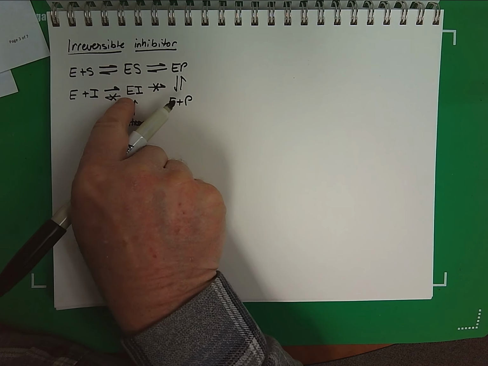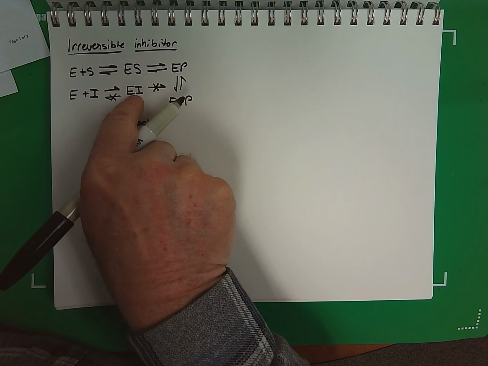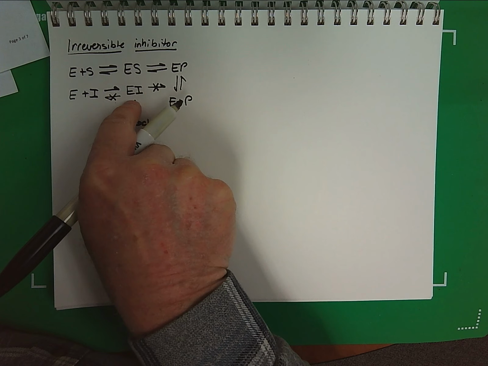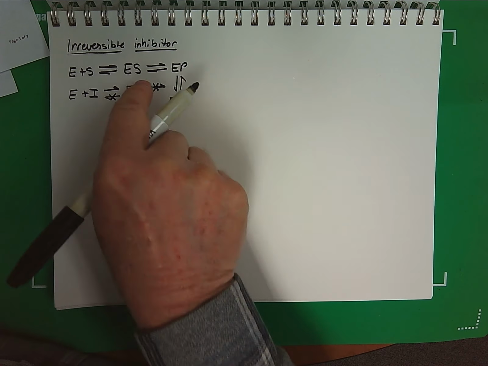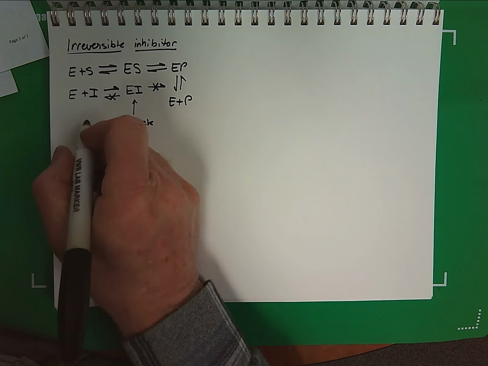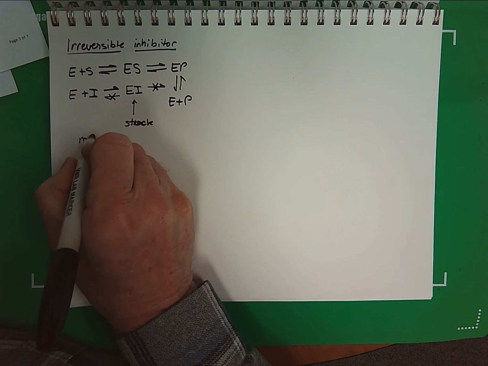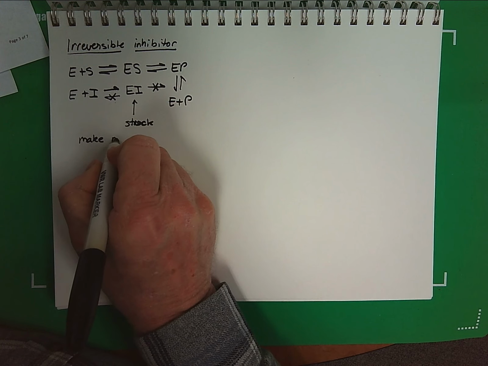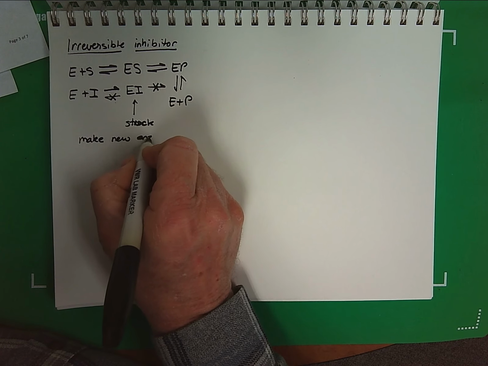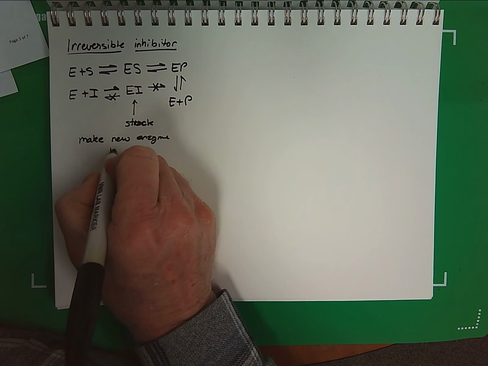So a suicide inhibitor essentially traps the enzyme into the intermediate enzyme substrate, in this case enzyme inhibitor complex. The only way to resolve this is to make new enzyme through biosynthesis.